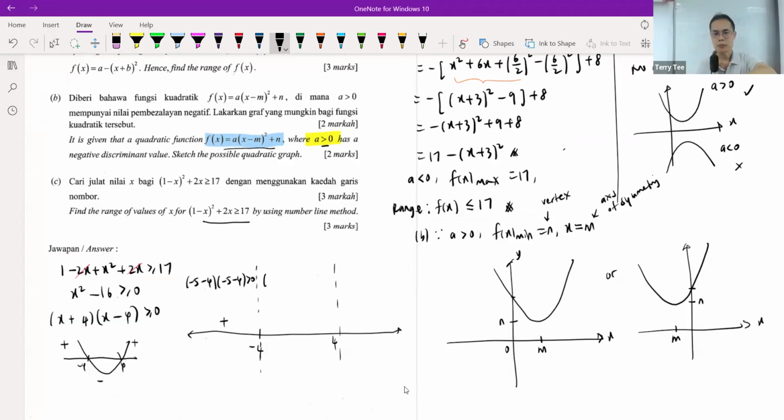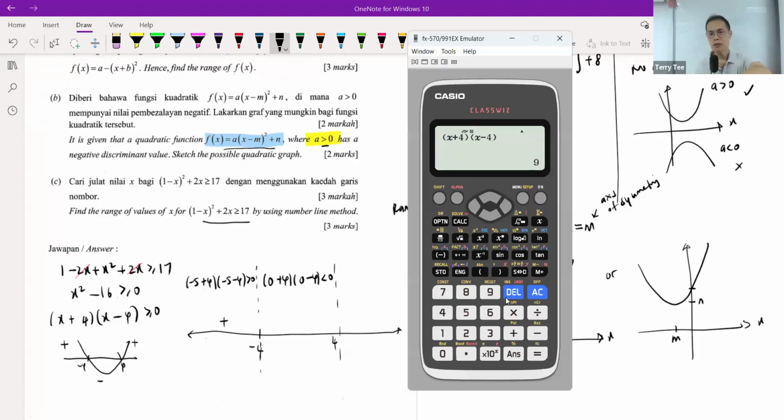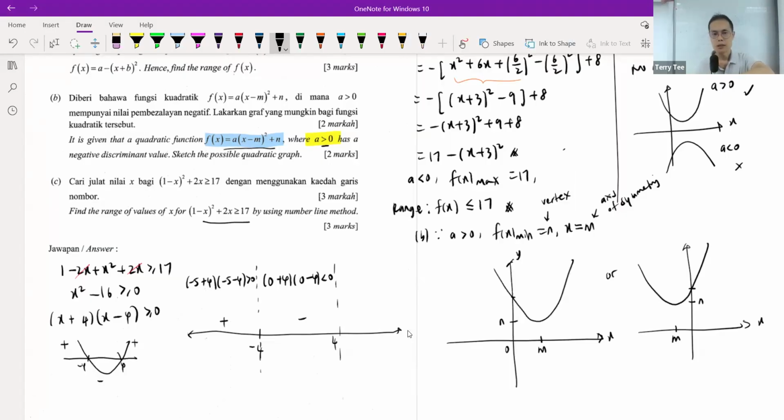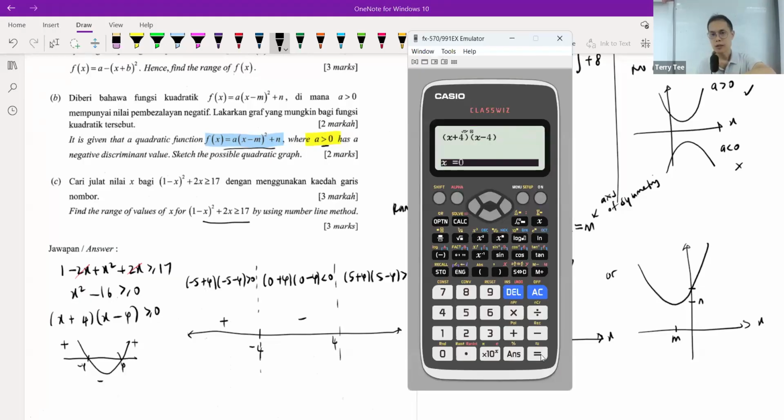Then take a number between -4 and 4. The easiest is 0. Sorry, this one is a plus, the other one is a minus. This one is going to be less than 0, because you can see 4 times -4 is going to be -16. However, you can use your calculator, put 0 inside, and you can see it's -16, less than 0. Then we take a number more than 4, maybe I put 5. 5 plus 4, 5 minus 4 is going to be more than 0, confirm. Use your calculator, put a 5 here, you see it's 9, more than 0, plus.